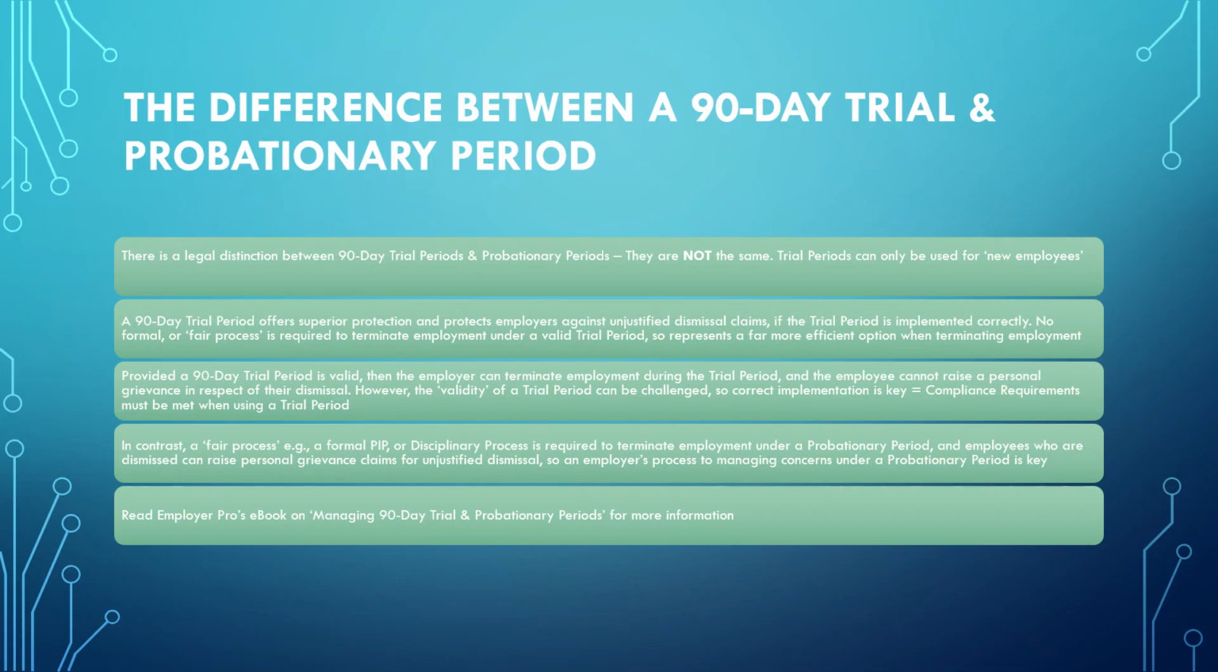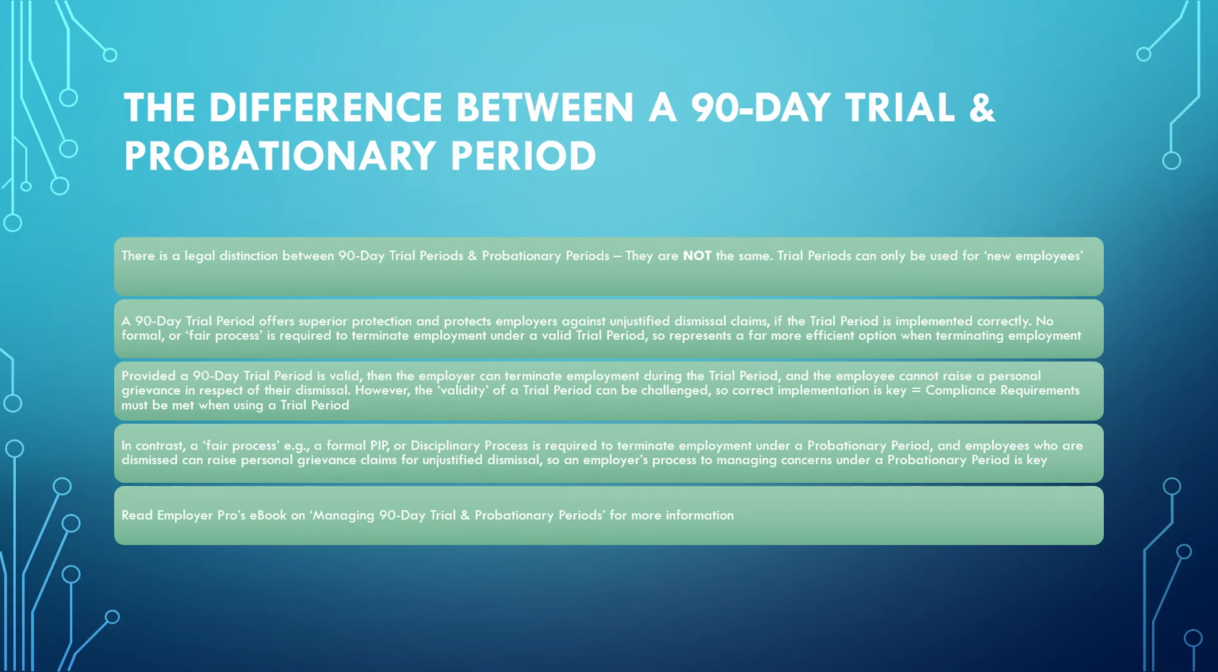In contrast, a fair process or a formal performance management process for addressing performance concerns or substandard performance associated with an employee, or potentially a formal disciplinary process if the concerns relate to an employee employed under a probationary period, is still required in order to justifiably terminate employment under a probationary period, which is distinct from a 90-day trial period. Employees who are dismissed under probationary periods can still raise personal grievance claims in respect of their dismissal, so claims for unjustified dismissal.